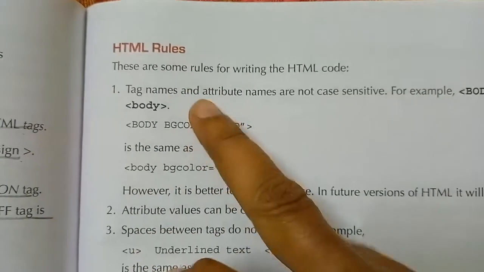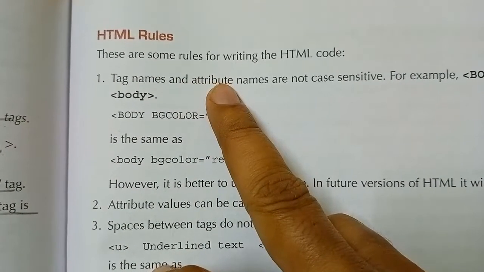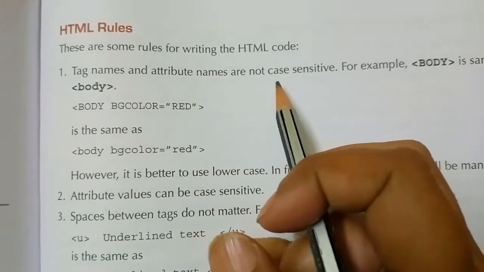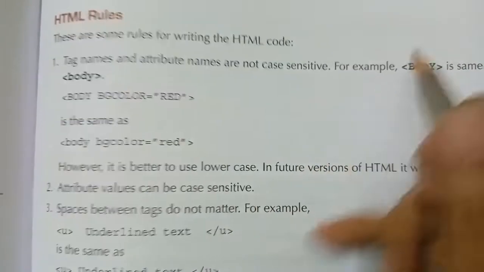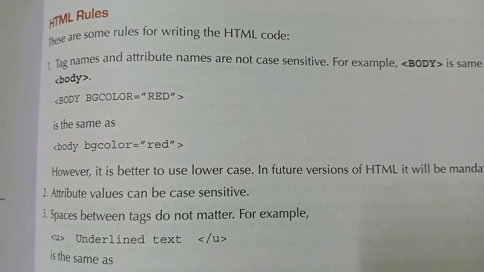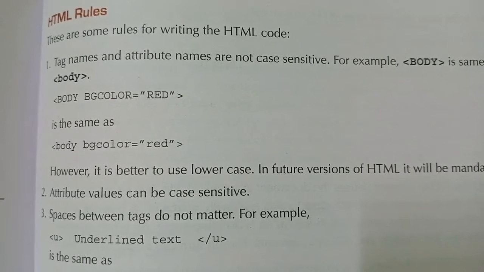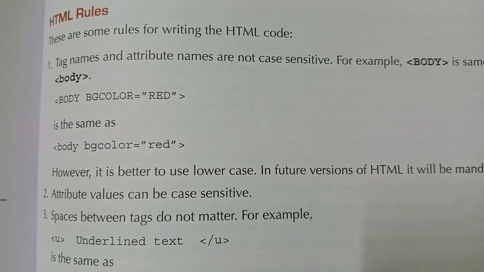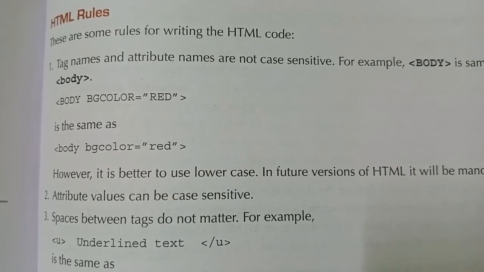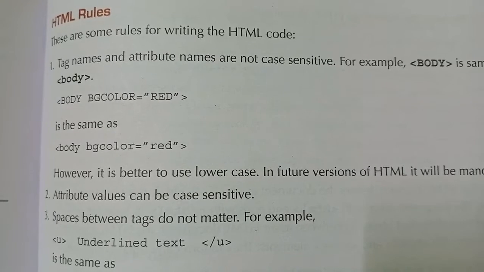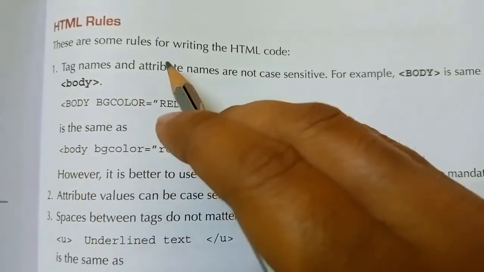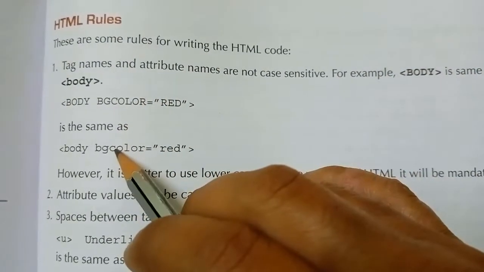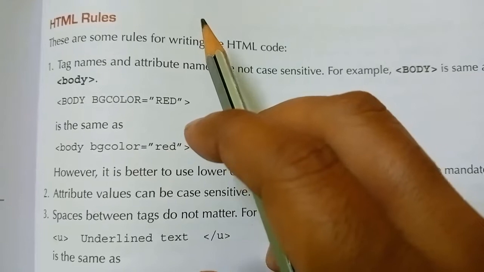Now come to the next page, HTML rules. There are very important rules for writing HTML code. The first is that tag names and attribute names are not case sensitive. Case means capital letter and small letter. In computer language, this is called lowercase or uppercase. Lowercase means small letter, uppercase means capital letter. So tag names and attribute names do not depend on this. If you write in small letters or capital letters, all are the same. There is no change, no mistake.